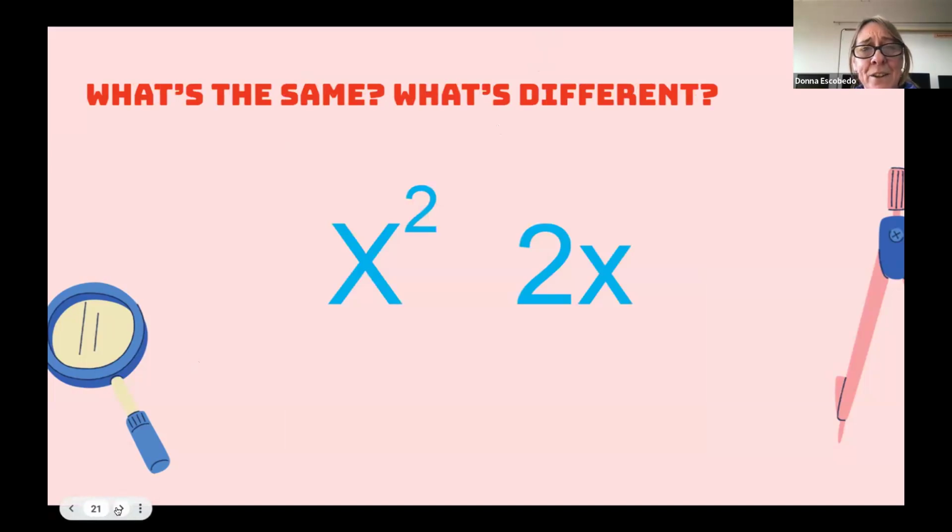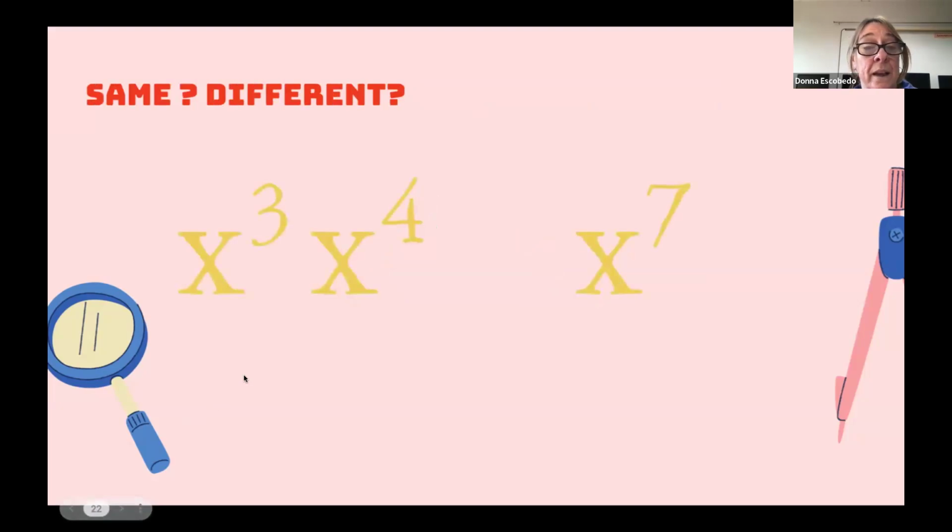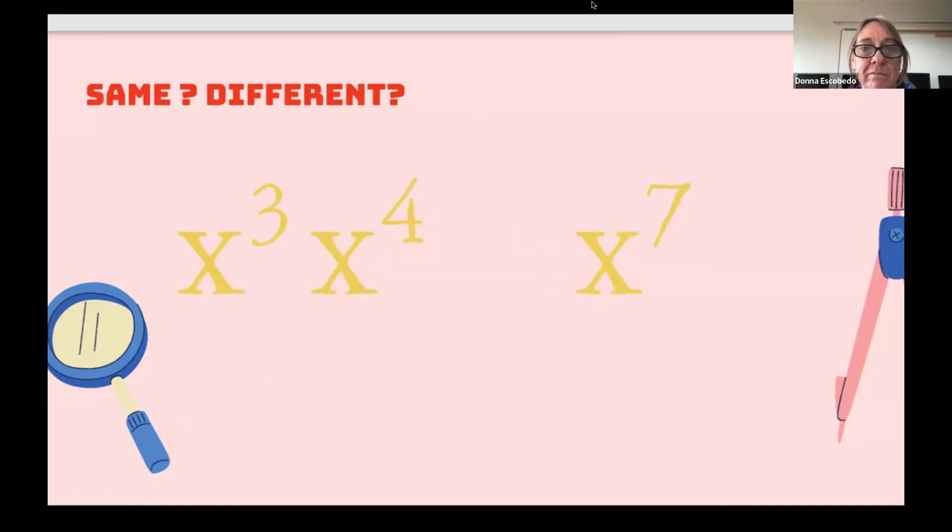Right. Here's another site that I like to use, same but different. What's the same? What's different? So thinking about the numbers and the exponent, x to the second is the same as 2 to the x. What's the same? What's different? And then I might go to one that maybe is a little harder. So we do maybe one, maybe two of these for an opener at a time. But this one, same or different? And then I would probably ask them, why? Why do they think that?